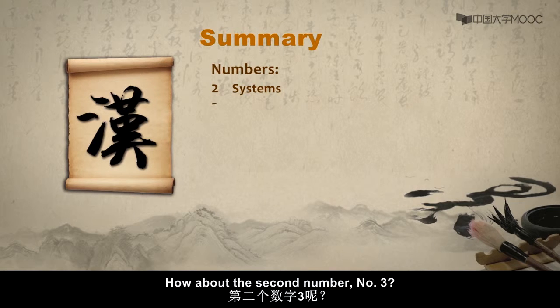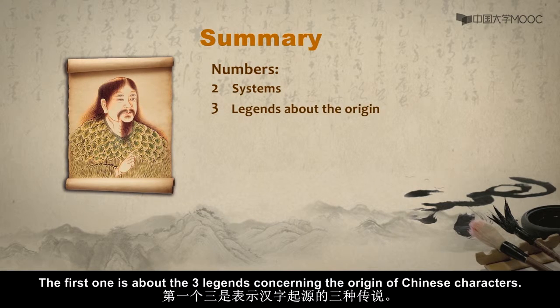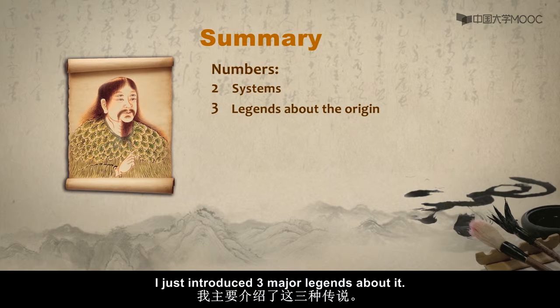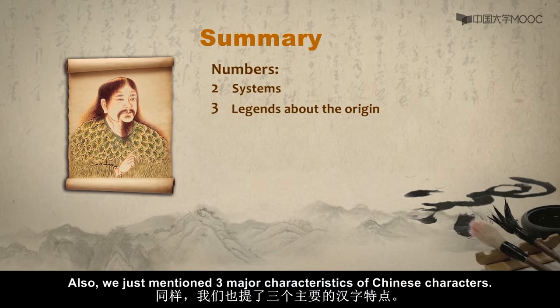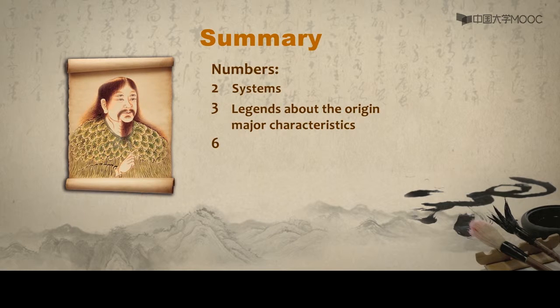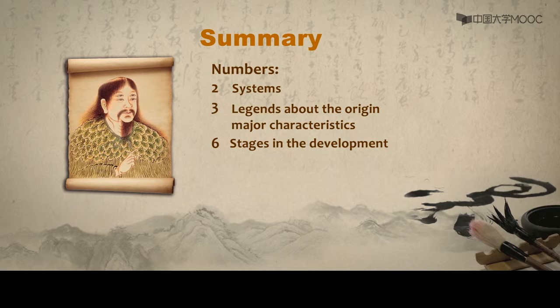How about the second number, number 3? The first one is about the 3 legends concerning the origin of Chinese characters. I just introduced the 3 major legends about it. Also, we just mentioned the 3 major characteristics of Chinese characters. How about the next number? What does number 6 refer to? That's right. We just mentioned 6 stages in the development of Chinese characters.